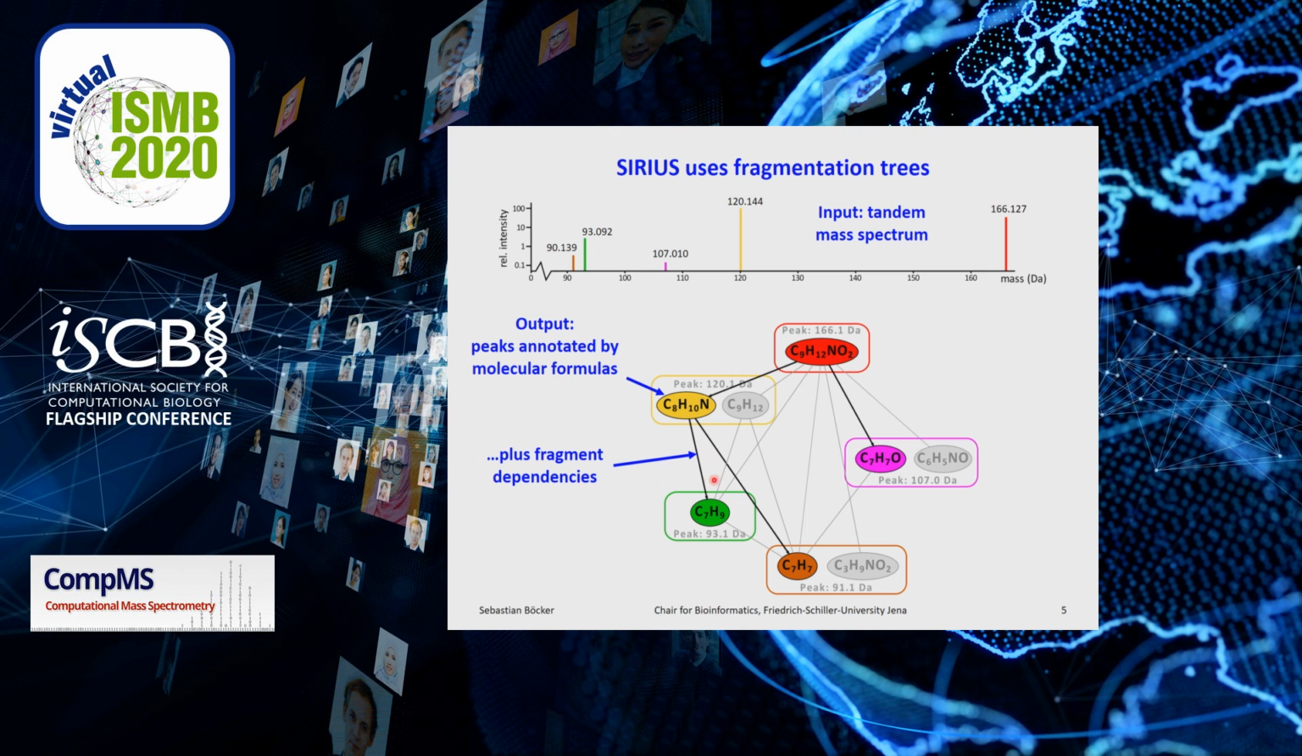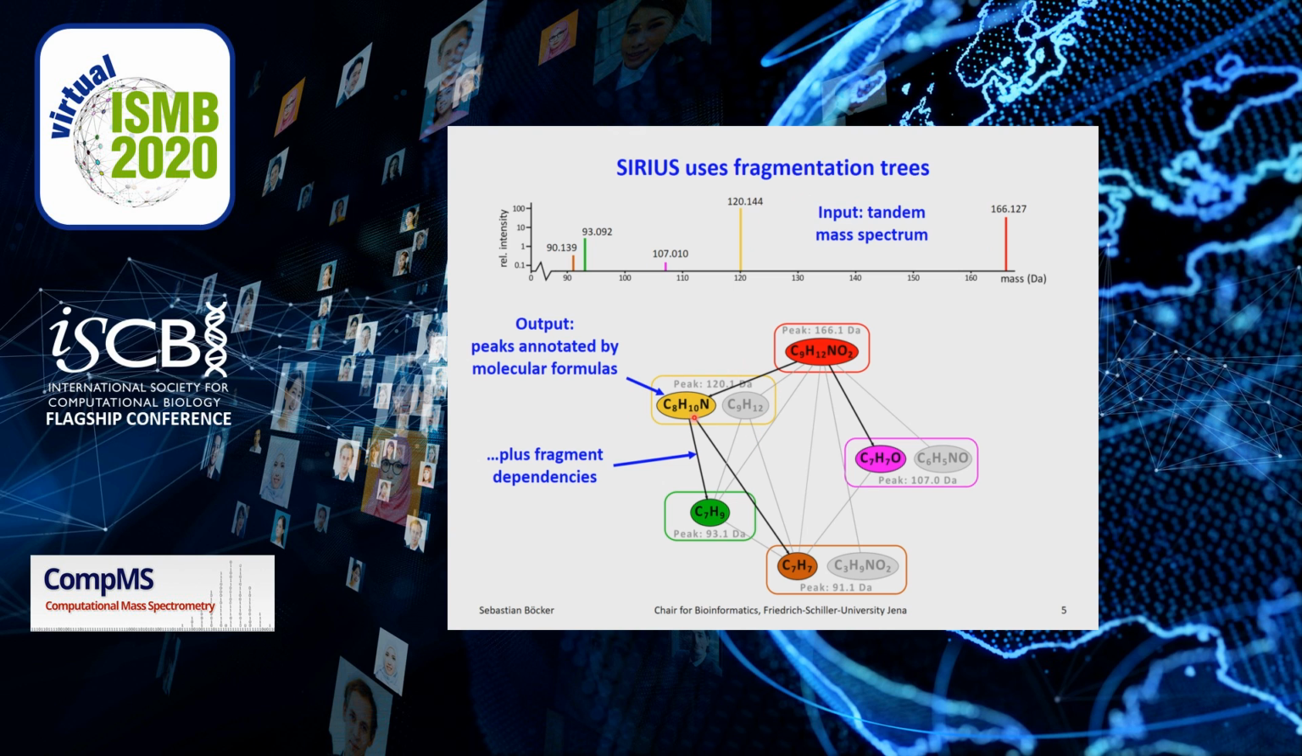ZODIAC builds on Sirius, so let's first talk about what Sirius does with tandem MS data. Sirius also analyzes isotope patterns, but that is not of interest here. If you have a tandem MS, what Sirius tries to do is annotate the fragments in the tandem MS. Let's assume we have a candidate molecular formula for the precursor ion. Then we try to also annotate all of these fragment peaks with molecular formulas.